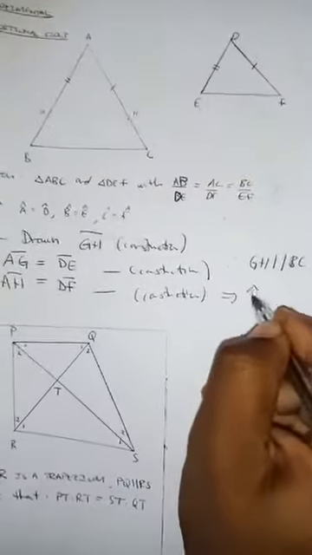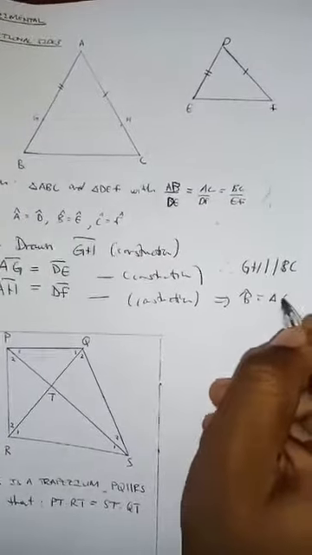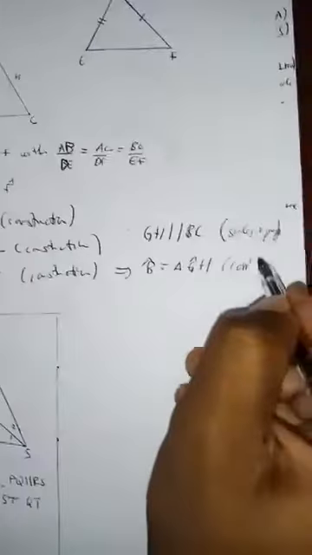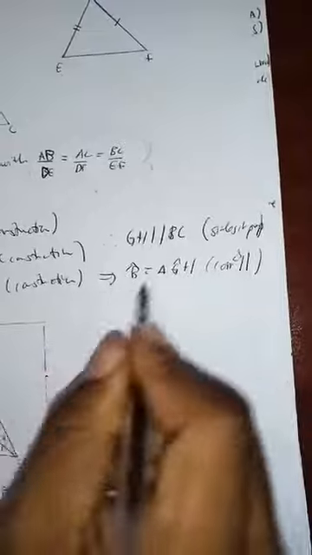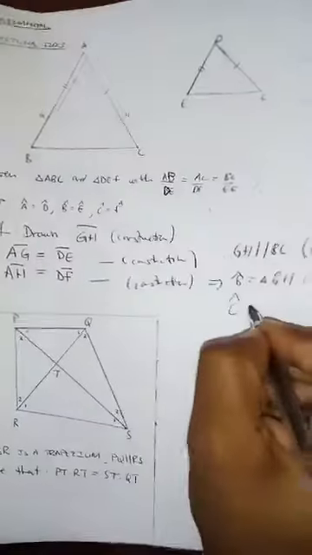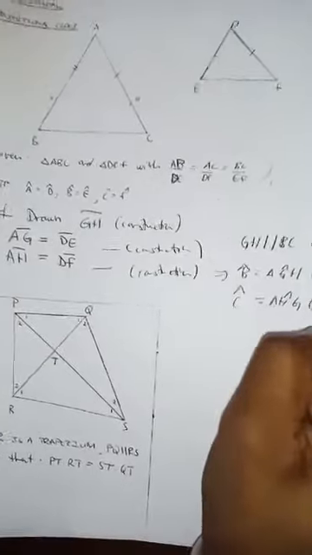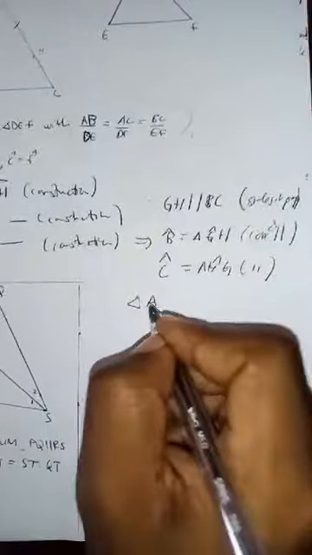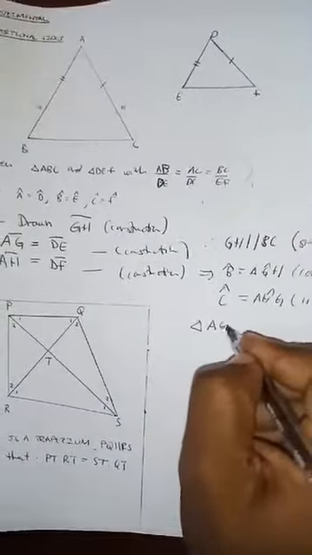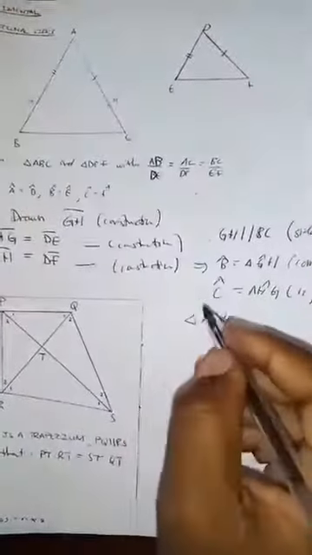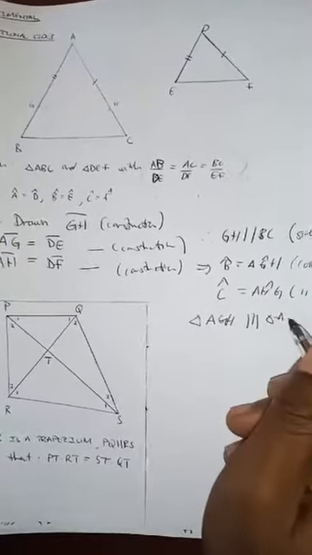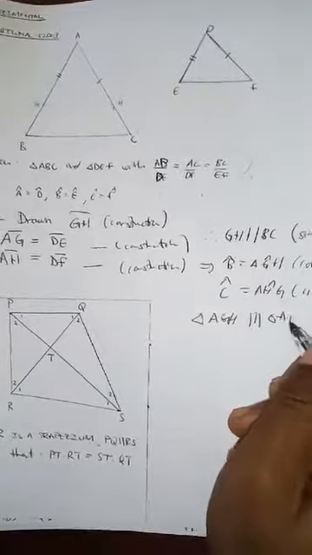So this will imply therefore that angle B is AGH, because of the corresponding angles of parallel lines. And you also have angle C being equal to AHG, similar reason. And with that, then you have triangle AGH, which is that top part, being similar to triangle ABC.